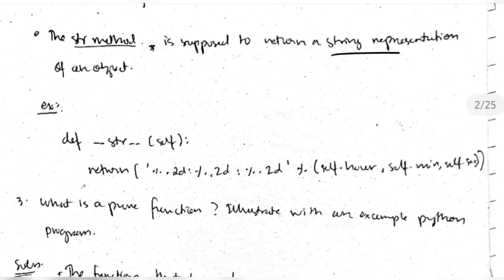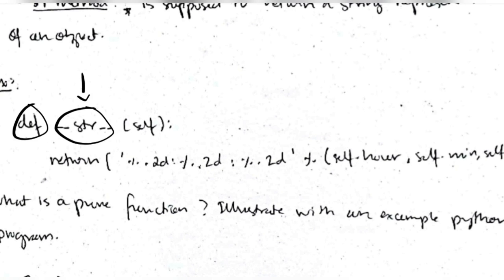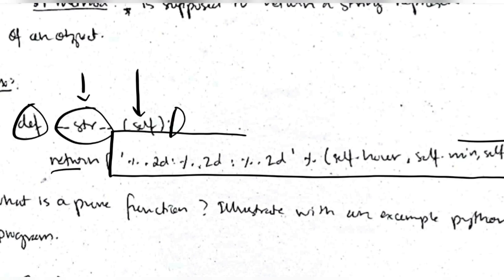And the str function is used to return a string representation of an object. Means however we want, we can print the object values. So you will be defining str as follows: def will always be there, then the function name, and inside that you will have self. For all the functions inside the class you will have the keyword self. After that you will have the colon, and here you will return. str only returns the values, it will not print at the same time, it will return the print statement.